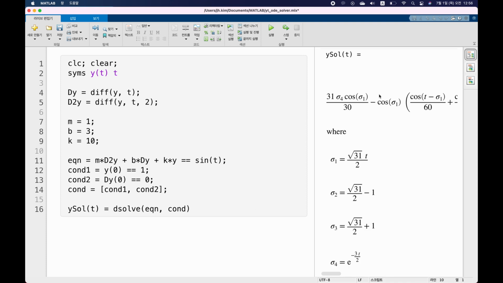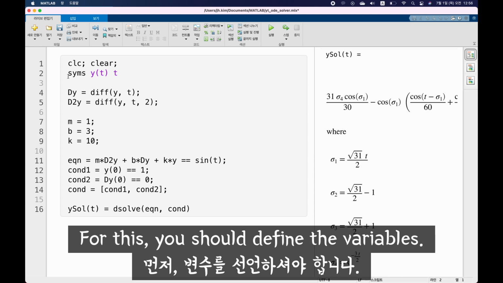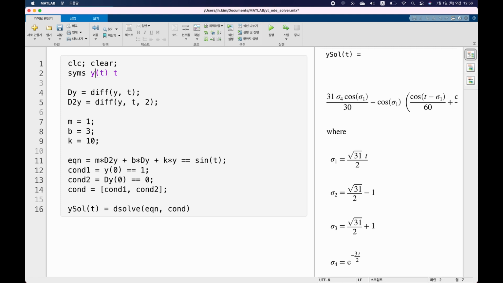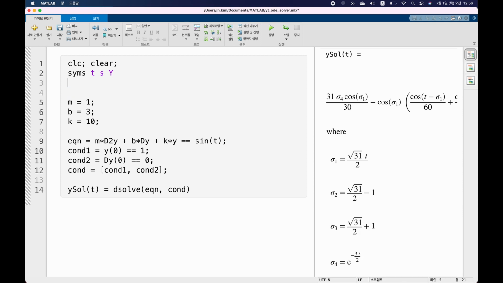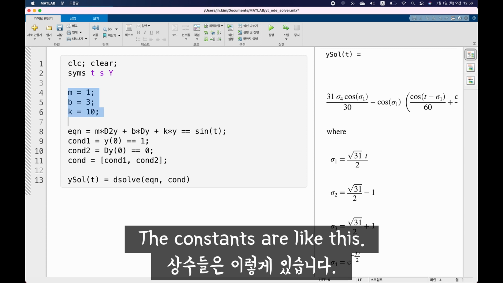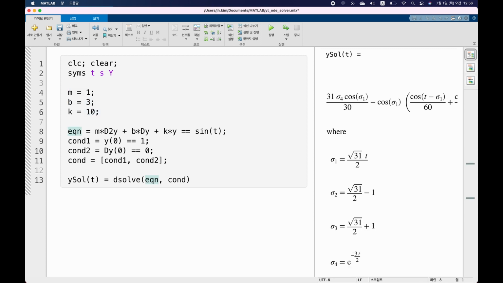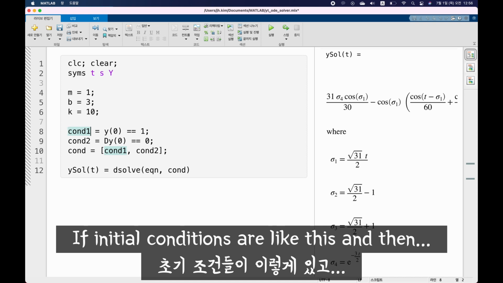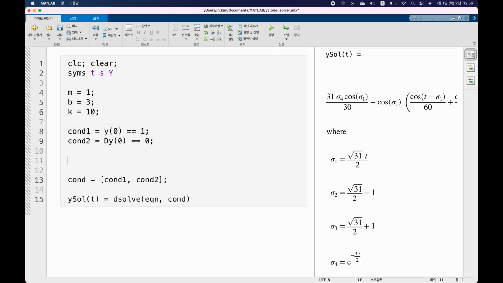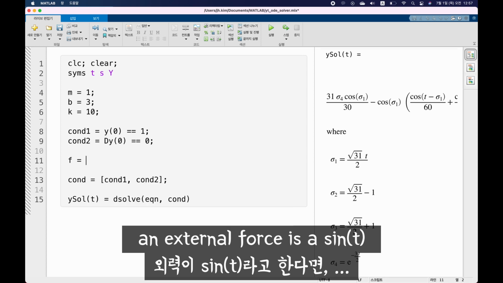And then the last method is using the Laplace transform. For this, you should define the variables using syms. Define t and s and capital Y, and then the constants are like this. Okay, and then the initial conditions are like this, and then the external force is sine t, right here.